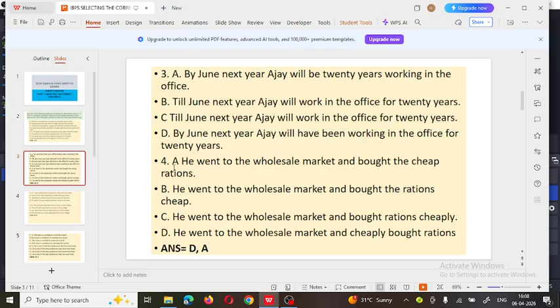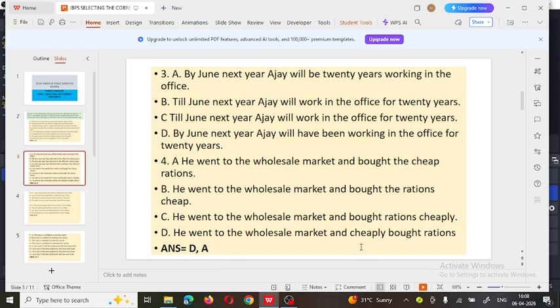Next, he went to the wholesale market and bought the cheap ration. He went to the wholesale market and bought the rations cheap. So wrong it is. Cheap is the adjective given to the ration. And in this sentence, adjective comes before the noun, so that is correct. But not in B. C. He went to the wholesale market and bought ration cheaply. Cheaply is the adverb. So there is no need to use adverb. For noun, adjective form must be used. So that is also wrong.